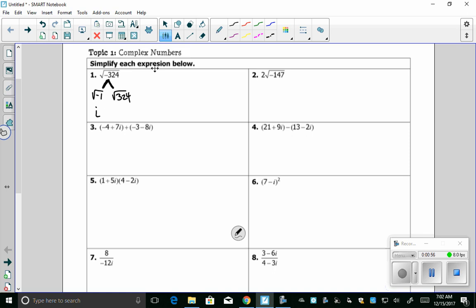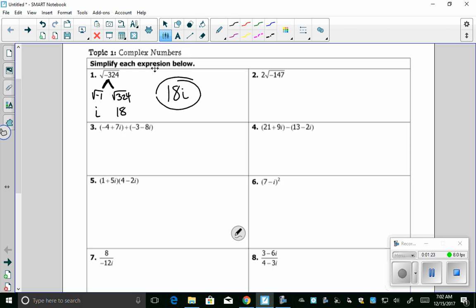The second part of this problem, the square root of 324, you have to see if it's a perfect square or not. Well, 324 is a perfect square, and the square root of 324 is 18. Once you take the square root of a number, the square root goes away. Do not keep it. So your answer to this problem is going to be 18i.